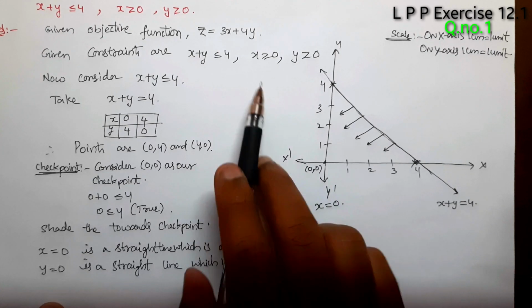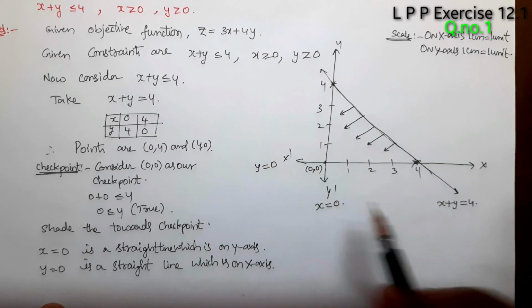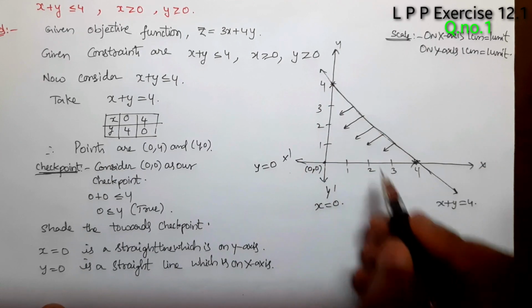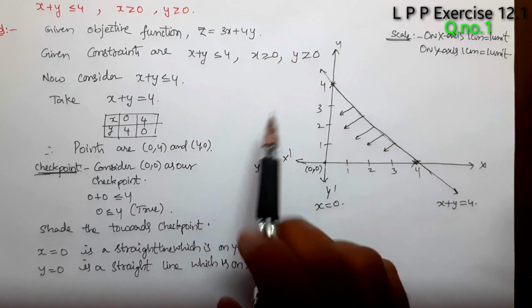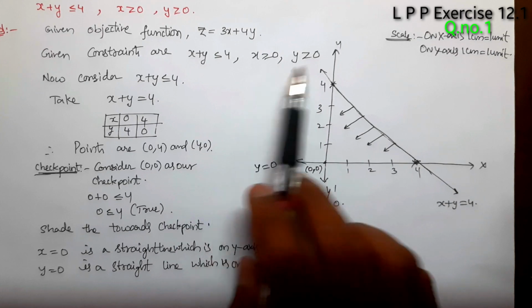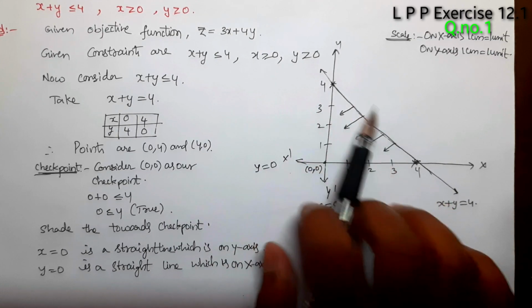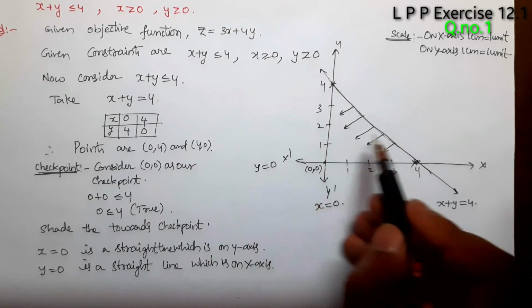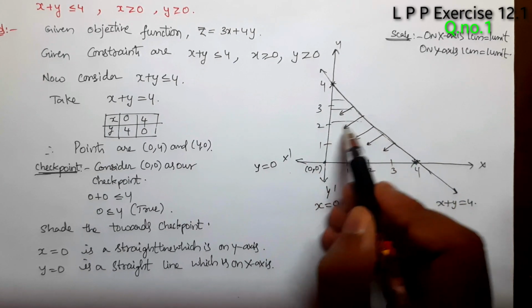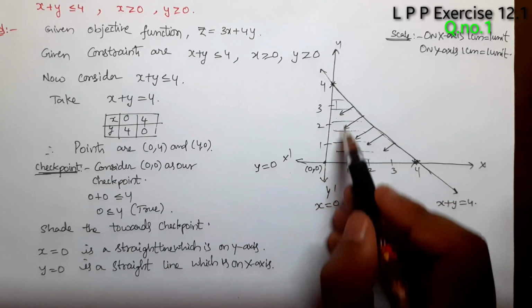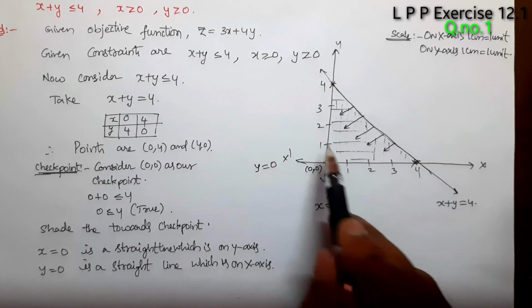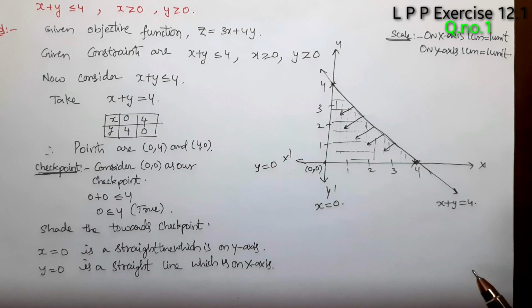As they mentioned, both are greater than or equal to 0. That means x greater than 0, y greater than 0. In which quadrant are x and y both greater than 0? First quadrant. That means the combination of x greater than 0 and y greater than 0 is nothing but this region. Okay, so this is the region where x is greater than 0, y greater than 0, and then x plus y is also less than or equal to 4.